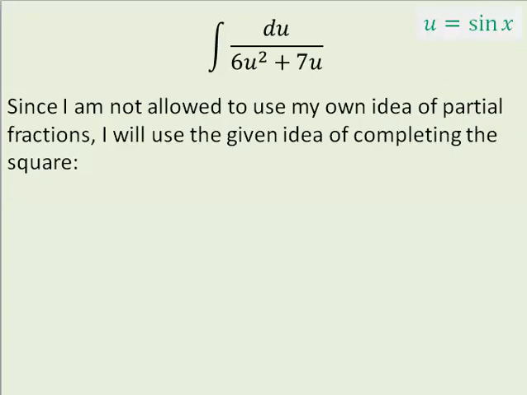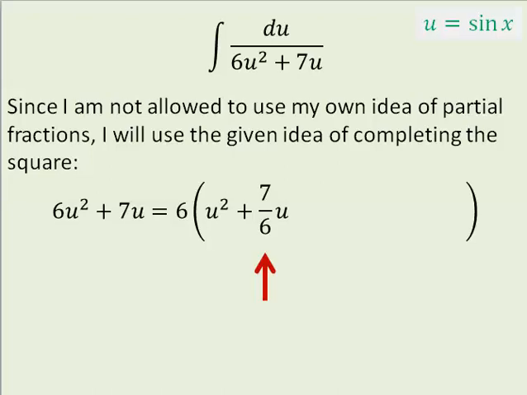Since I am not allowed to use my own idea of partial fractions, which I did think was a good idea, I will use the given idea of completing the square. Let's look in the denominator. To complete the square, it's easier if the coefficient in front of u squared was 1. So what I do is I pull out a 6. And when I do that, inside of my parentheses, the coefficient in front of u squared is now 1. And I'm only talking inside the parentheses.